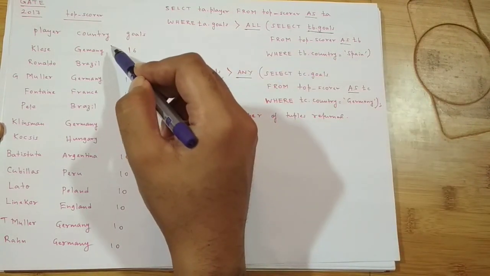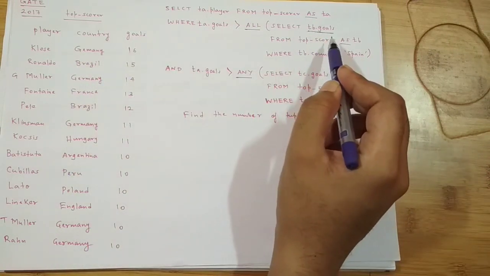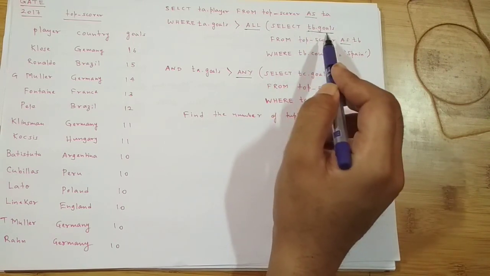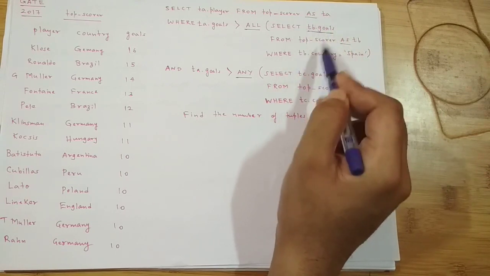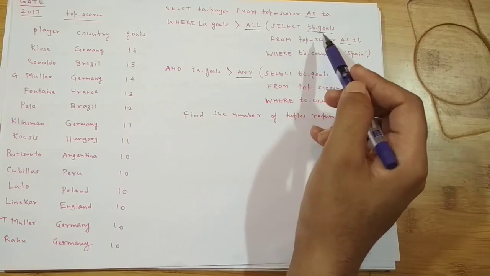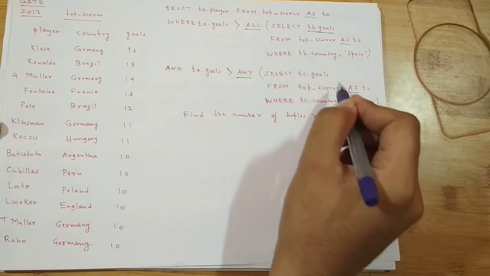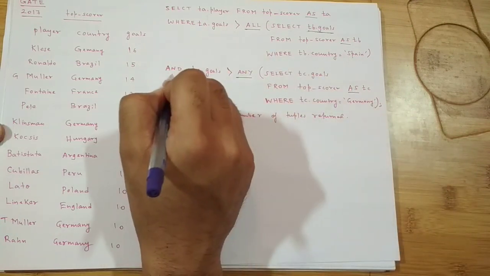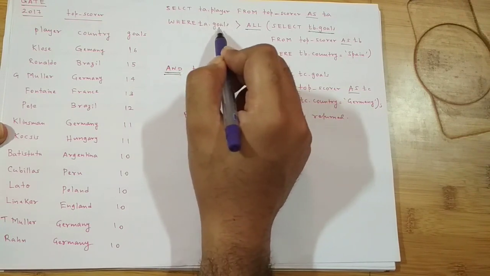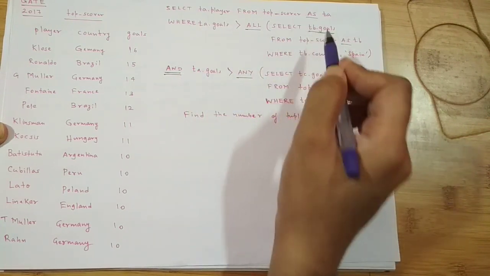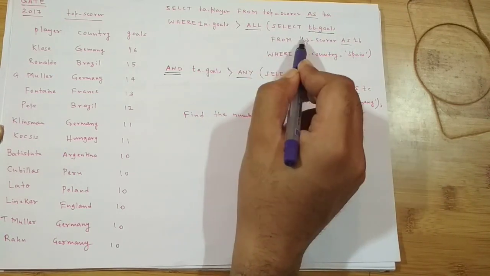Now, if you closely examine this table, you will find that there is no player from Spain. So the value that will be returned by this query will be null. That means we'll get no results, no tuples, no records from this query. And now we have to draw attention to this part, to this query. Since there is the AND clause, it means that the number of goals has to be greater than this condition as well as this condition. Now, obviously, since nothing is returned by this query, it will always be greater than it.